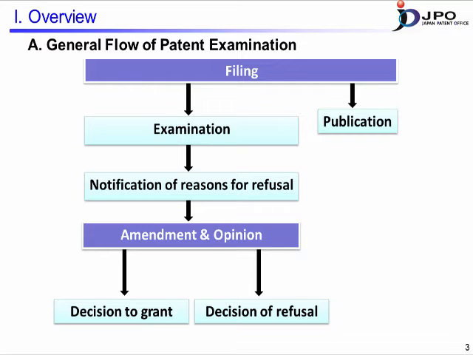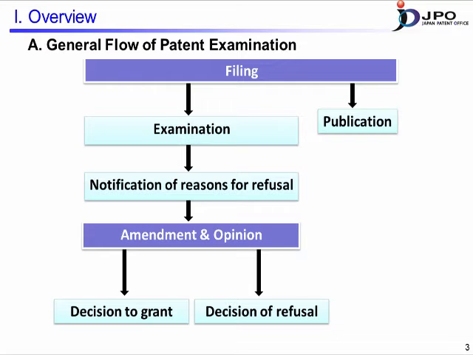This flowchart shows the general global flow of patent examinations. The deep blue colored boxes with white characters indicate actions by applicants. The light blue colored boxes with black characters show actions by patent offices. It begins with a patent application being filed by an applicant. The application will be published.